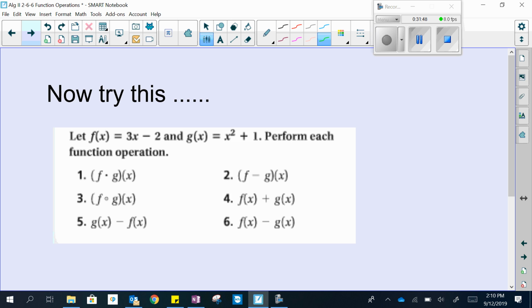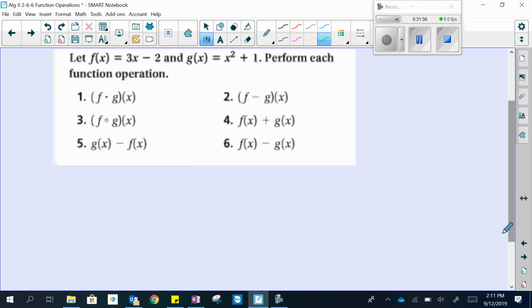All right, here we go. So let's try some of these. Y'all see the f function and the g function, yes? Now, can you tell the difference between which ones are multiplication and which ones are composite? Which one's multiplication? With just the dot. Number 1 is multiplication, right? Yes. All right, number 3 is a composite.